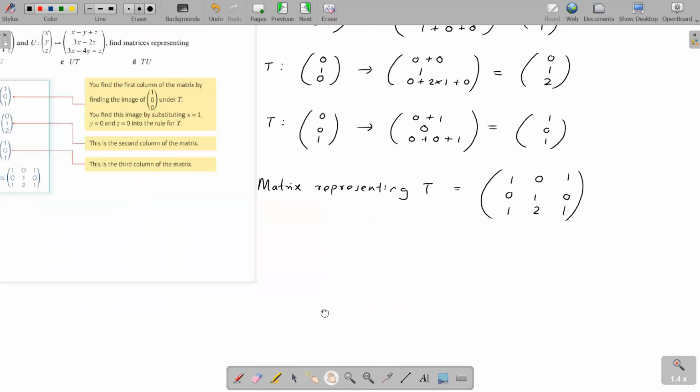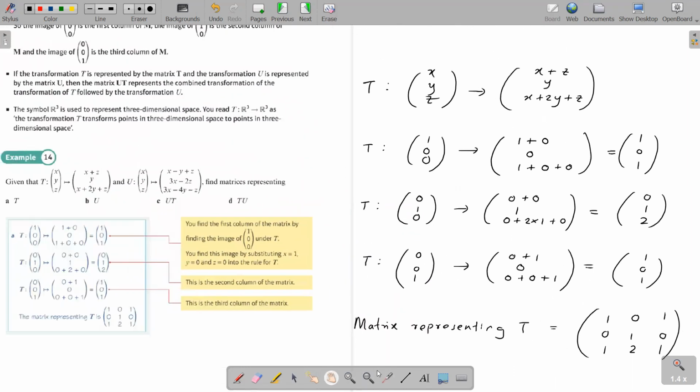In F1, you also learn, look at this. If the transformation T is represented by the matrix T, and the transformation U is represented by the matrix U, then UT represents the combined transformation of T followed by transformation of U. Do you remember this followed-by rule? In F1, you learned that if you say transformation T followed by U, you write it the other way. Now, when you say UT, it means T followed by U.